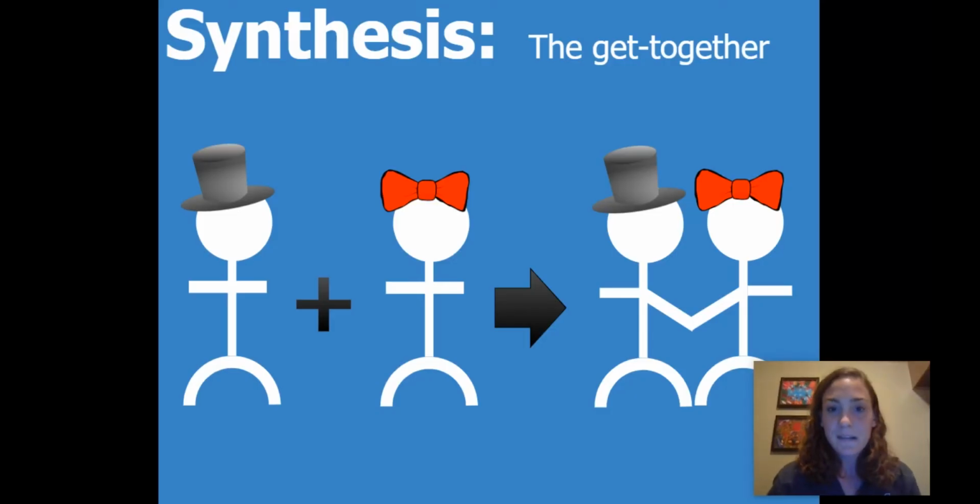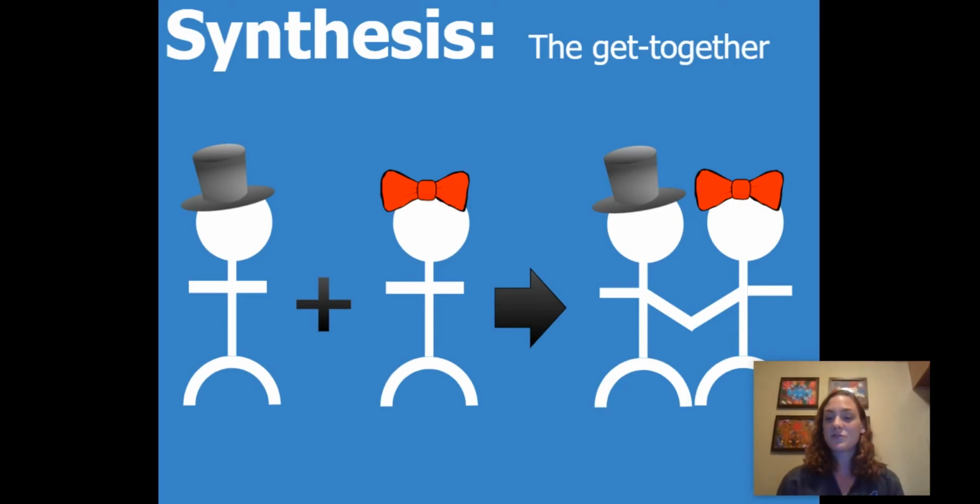The first one I want to talk about is synthesis. Disclaimer, I am going to use relationships as a tool to explain chemical reactions. Specifically, I'm going to use heterosexual relationships simply because it was easier to create slides that way. This is in no way meant to exclude anybody or represent my personal opinion. Love and peace.